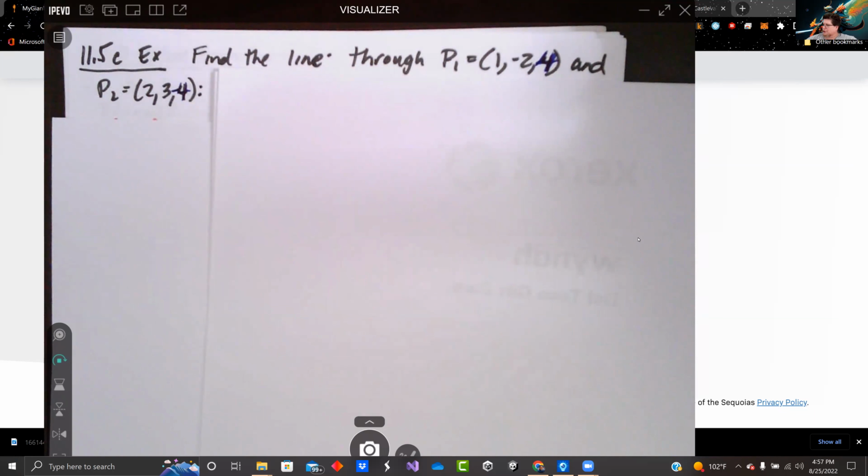This is part 2 of Parametric Equations of Lines, which is 11.5 in our Anton book. This is Calculus 3. Let's just jump right into it. So we're going to do a couple more examples. We're going to find a line that passes through the points (1, -2, 4) and (2, 3, -4).